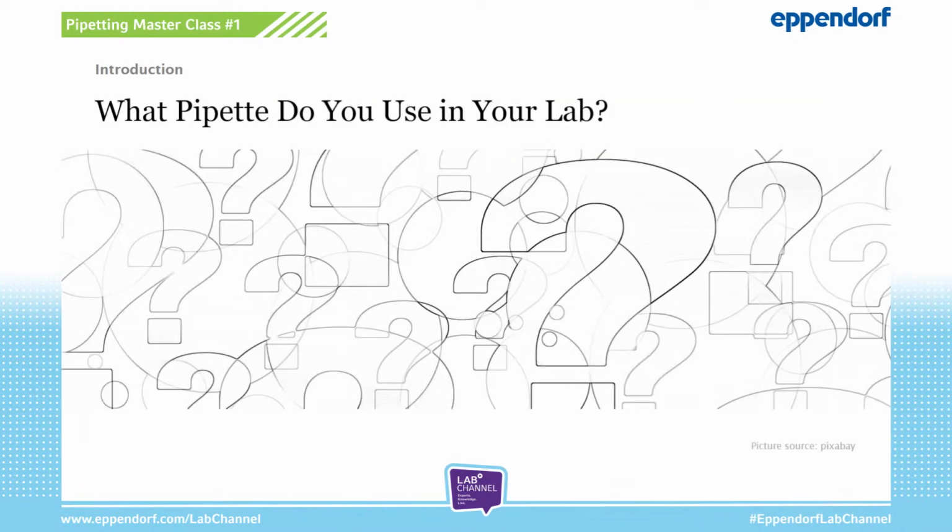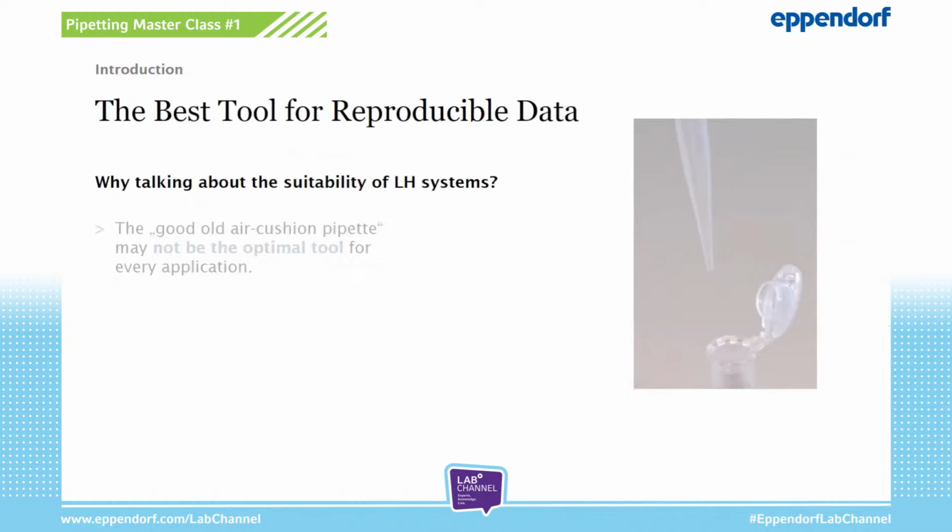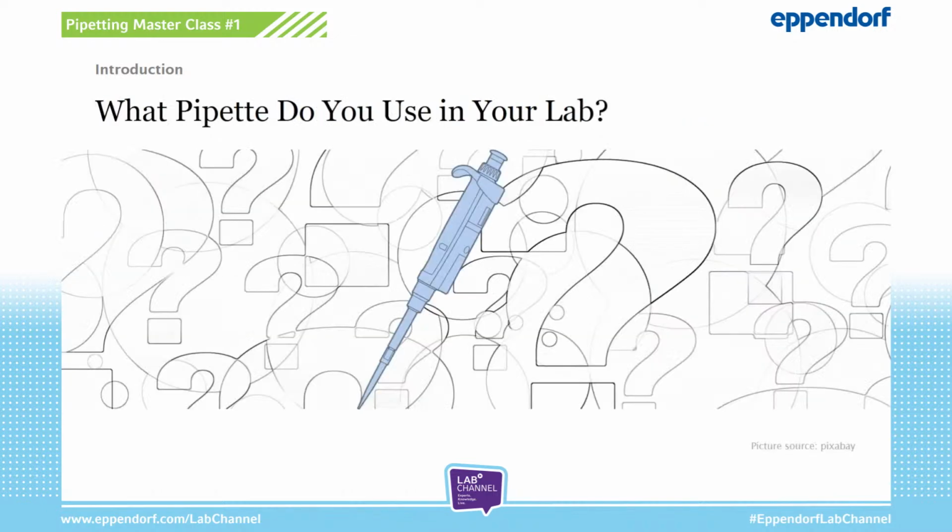So let's get started. And I would like to ask, which kind of pipette do you mainly use in the lab? I'm relatively sure that it's a pipette similar to this one you can see here. This is called a mechanical air cushion pipette and the most commonly used pipette in labs worldwide. But the most important question is, is it also suitable for all the different applications for which it is used? And the answer to this question is clearly no.